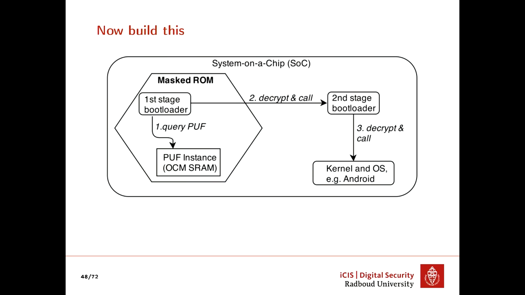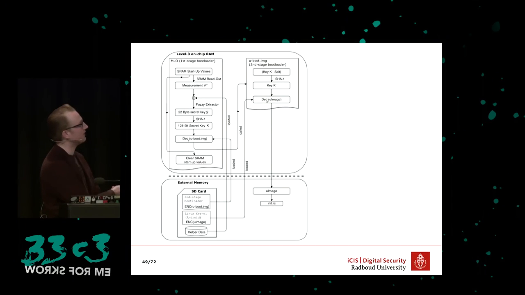So in a bit more detail, same procedure: query the PUF, decrypt and call. Here the key also ends up, and you decrypt and call the kernel. And then finally, this is how it really looks in real detail. And even if you don't want to build this, you'll still have this.